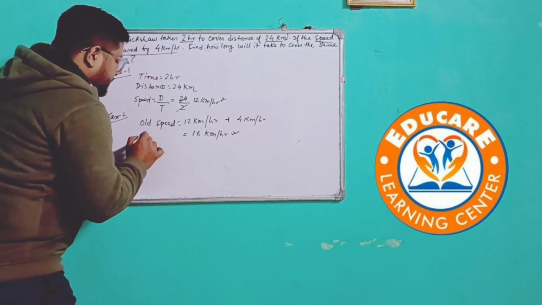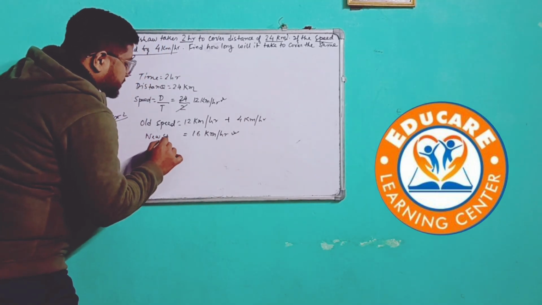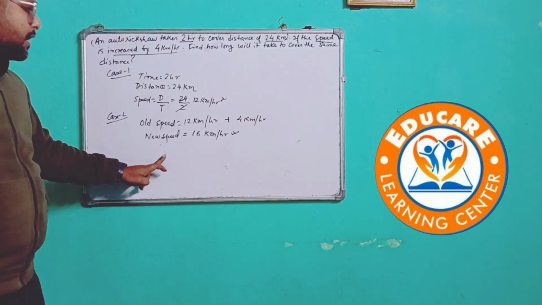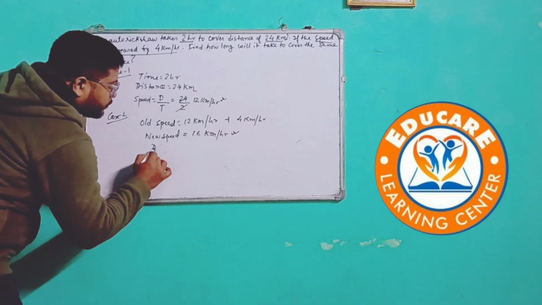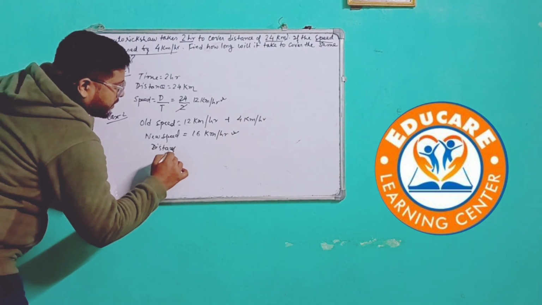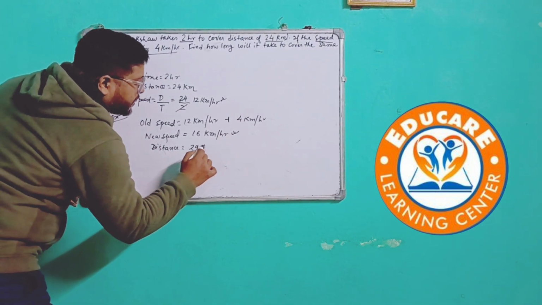Now this is what? This is our new speed, and you need to cover the same distance. So what will be the distance in this case? The distance will be 24 kilometers.